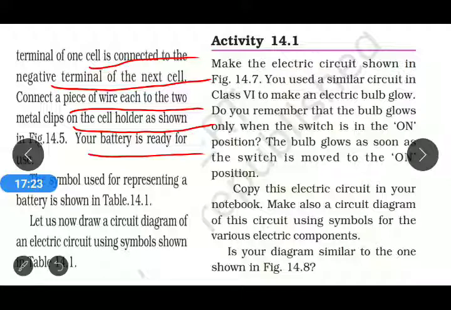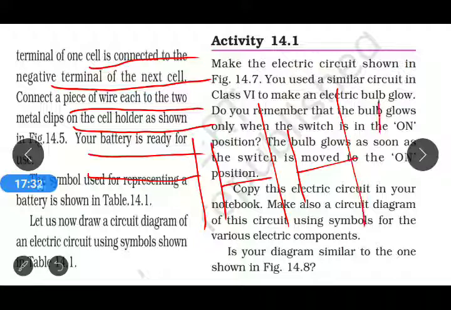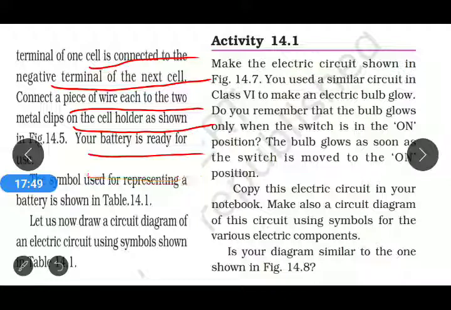And we have also learned how to draw the symbol of a battery. Here we have represented it like this. This is the combination of cells, which is the symbol of a battery. So these are the symbols, and there are different varieties of symbols for representing the electrical cell and battery.